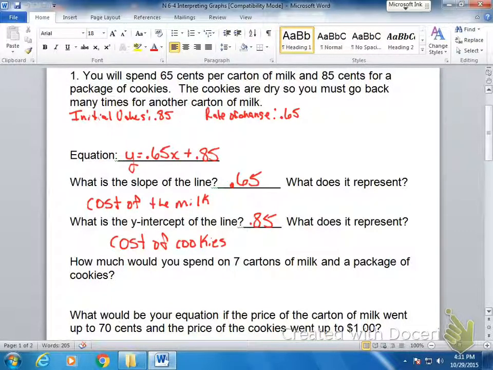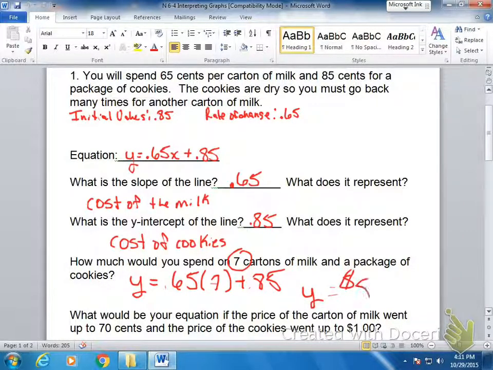And then it gives us a question about it. It says, how much would you spend on 7 cartons of milk and a package of cookies? Well, I know that our equation is y equals 0.65x plus 0.85. The 7 is our x value. So 0.65 times 7 plus 0.85. If you put that in your calculator, you should get that we're going to spend $5.40. So, I mean, that's all review stuff, so I hope that works out for you.